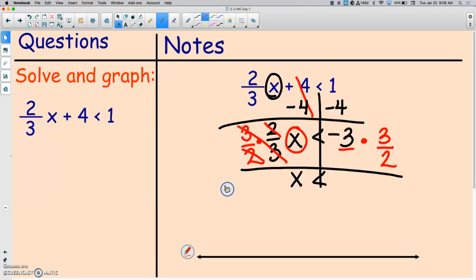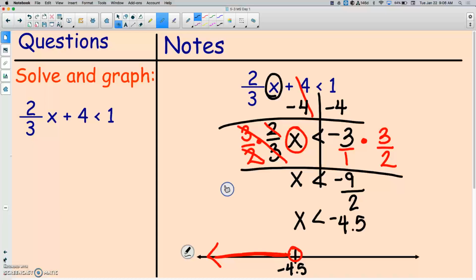I do need to put a 1 under the -3 so that I can multiply straight across. -3 times 3 is -9, and 1 times 2 is 2. So -9 divided by 2 is -4.5. So on my graph, I can put -4.5. Less than is an open circle going to the left. And if I go by 0.5s, smaller would be -5 and then -5.5.